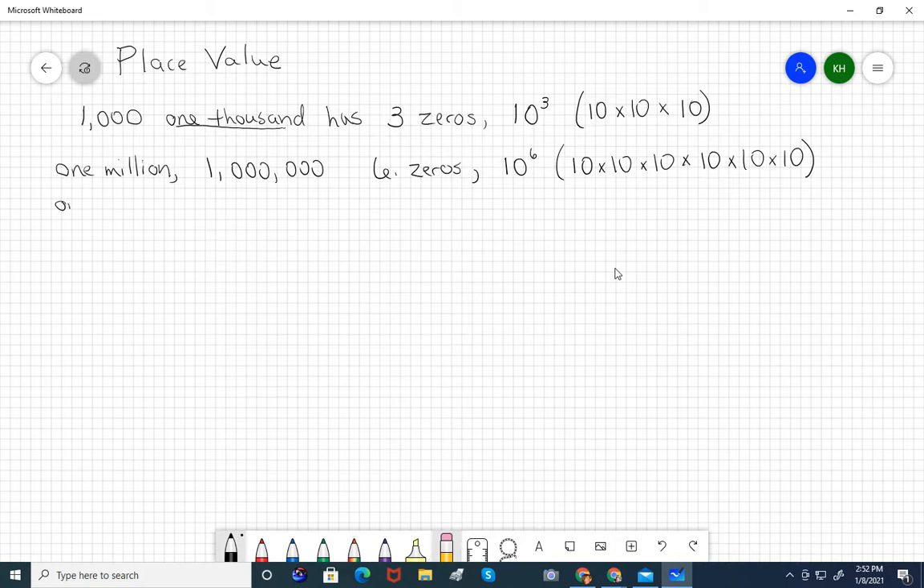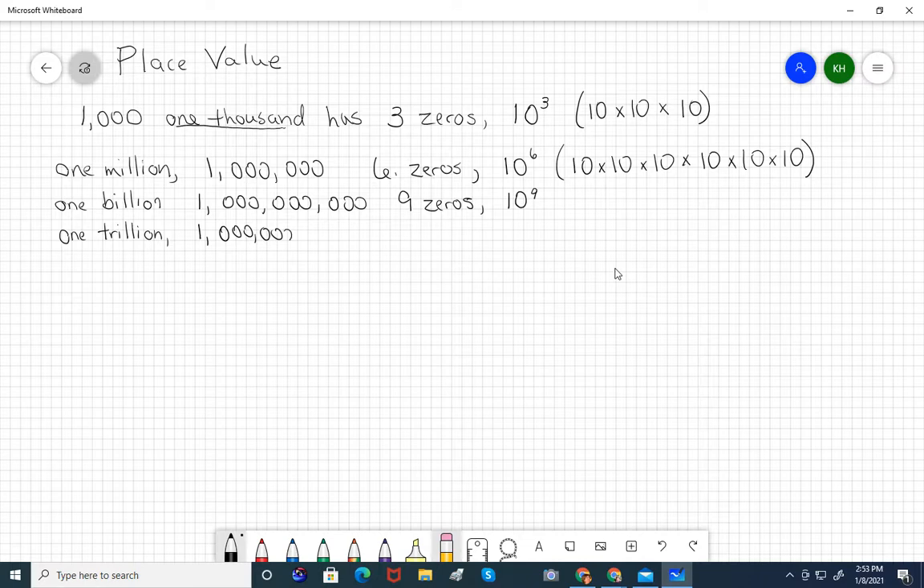1 billion? There's the 1. This time we have to have 9 zeros. I'm not going to write 10 by itself 9 times. That's too long. But it can be written as 10 to the 9th power. 1 trillion is a 1 with 12 zeros, or 10 to the 12. It's worth just knowing that. That will help you understand place value.